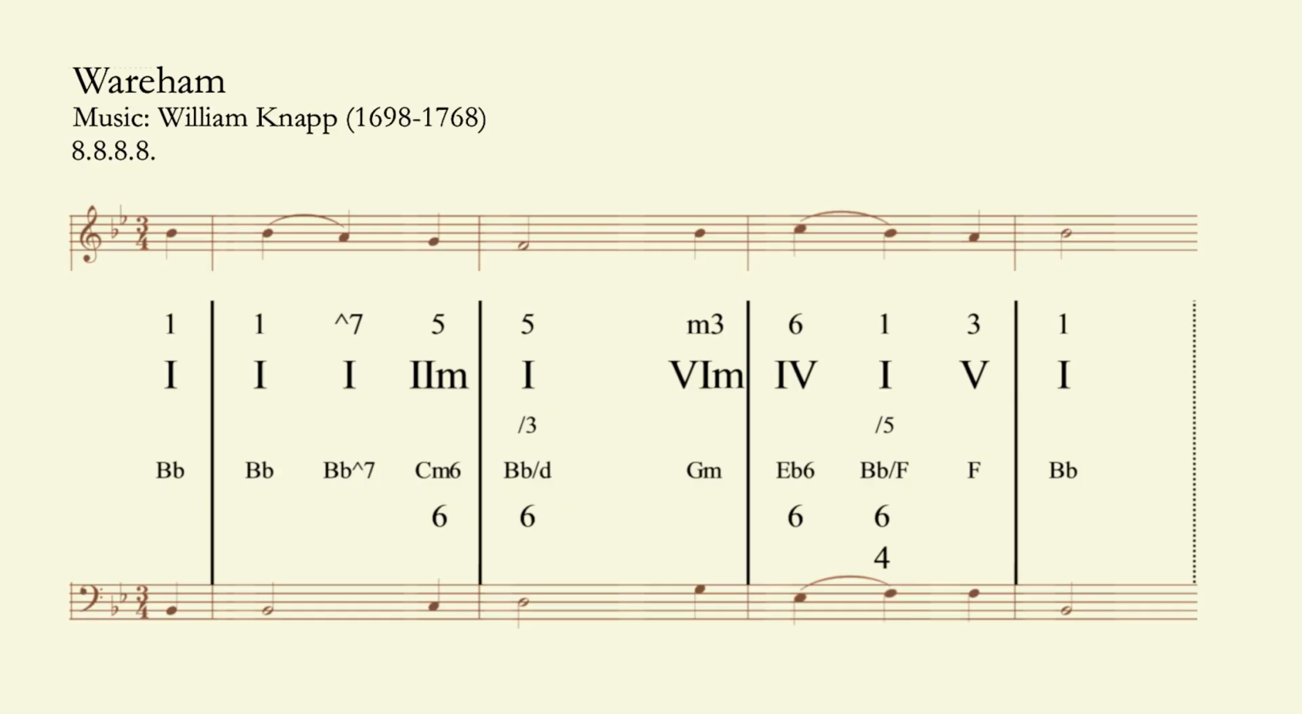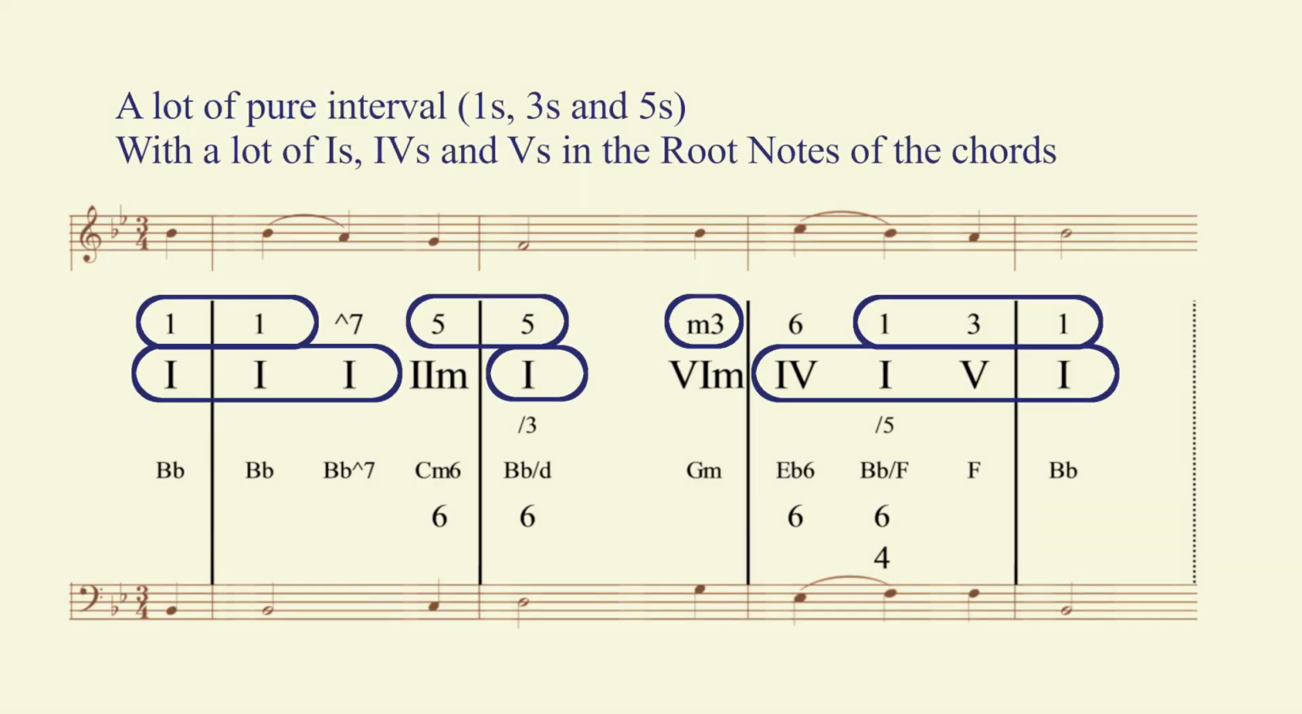Each line is split into 2 short phrases. So like Cruger, I've split it into 4 passages. In the case of Wareham, each passage covers 1 line of hymn text. There are still a lot of pure intervals in the melody, and there's a lot of 1, 4 and 5 in the harmony. This is what gives it the lively feeling, and it's what makes me link these 2 pieces in my mind, actually.